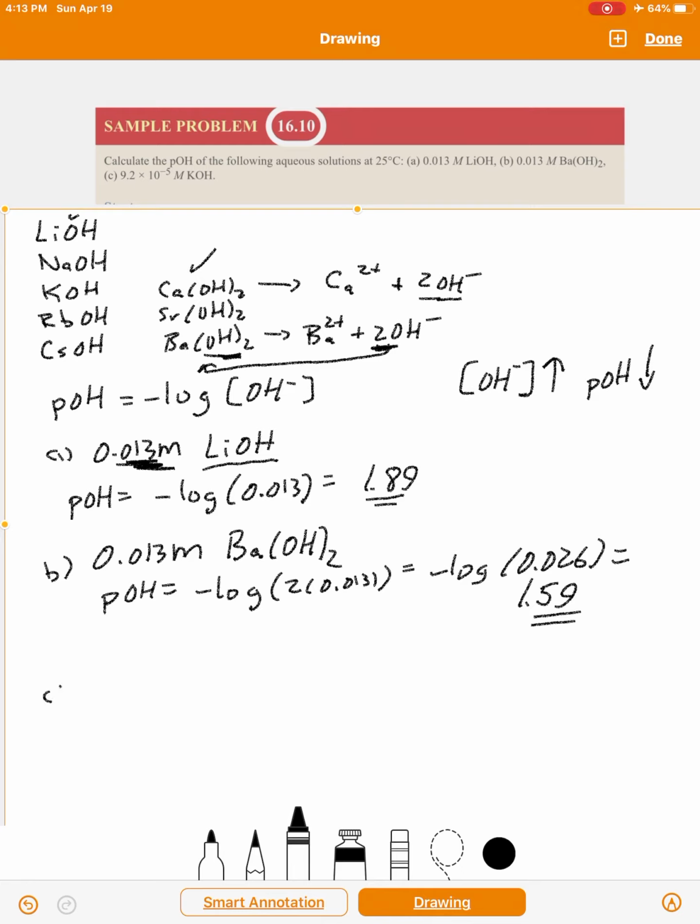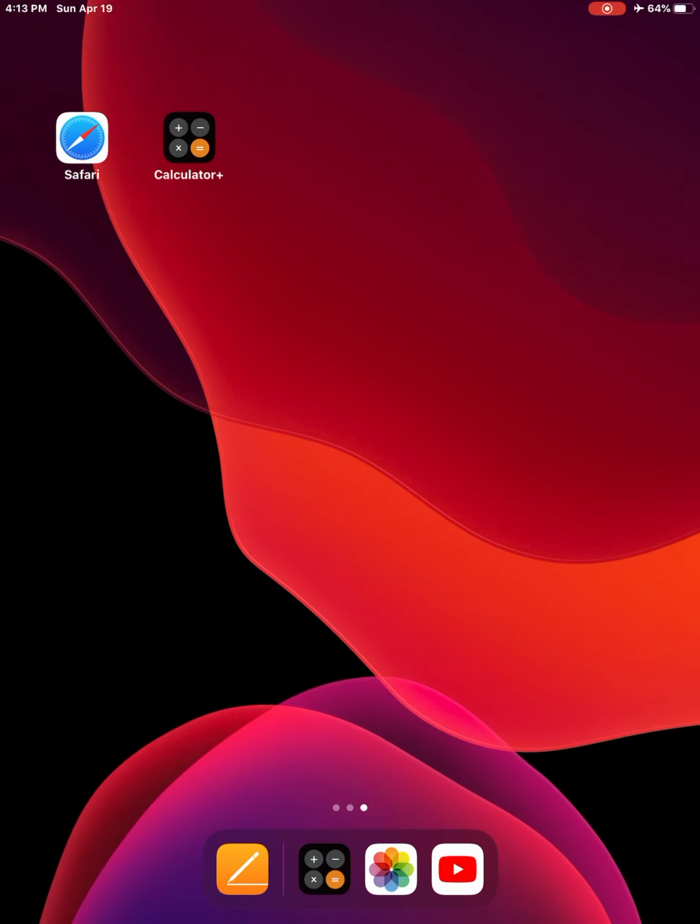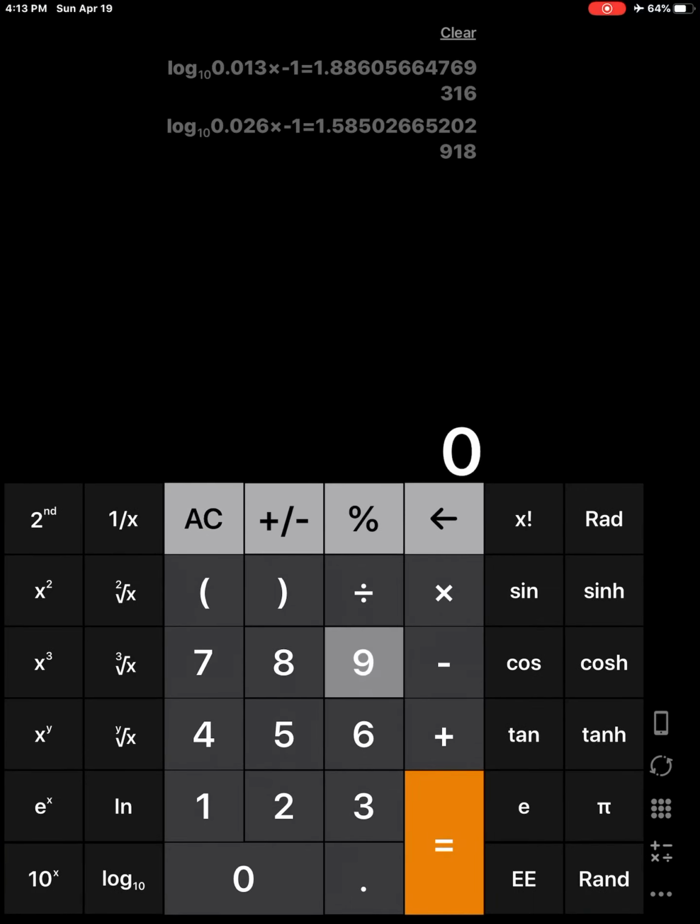Part C, the last one, is 9.2 times 10 to the minus 5 molar potassium hydroxide. Okay, so this is a group 1 metal hydroxide. So that means the pOH is just the negative log of that number, 9.2 times 10 to the minus 5. So that's a little bit under 10 to the minus 4. Okay, so 9.2 times 10 to the minus 5.